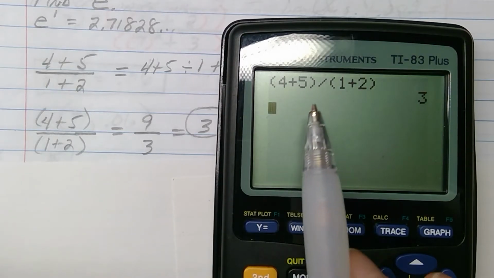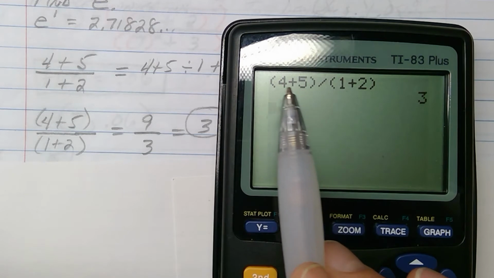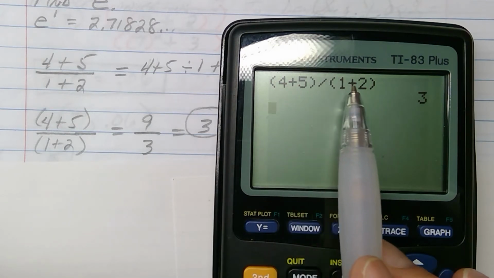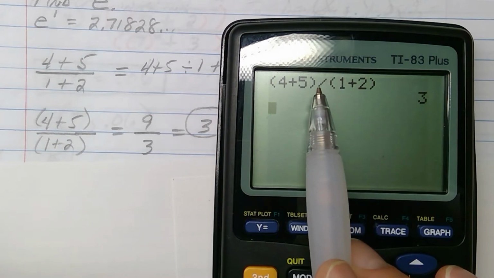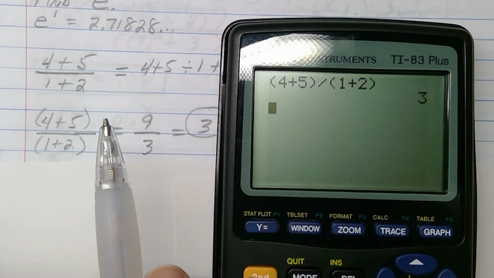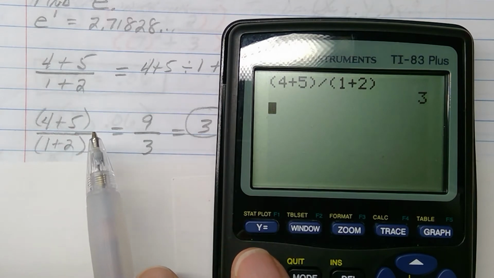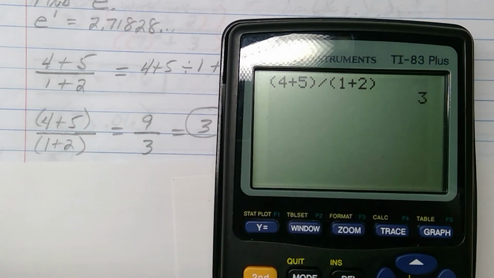Okay, and here's what it's going to look like on your calculator. So you're saying, hey, group the 4 and 5 together. This is the top. That's going to be 9. Group the bottom together. That's 3. And then that's what your division symbol looks like. Because on the 83, it doesn't really look like a fraction. We're just going to use, instead of the fraction bar, a division symbol.